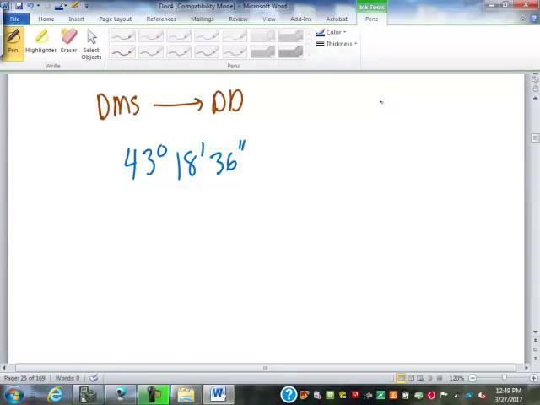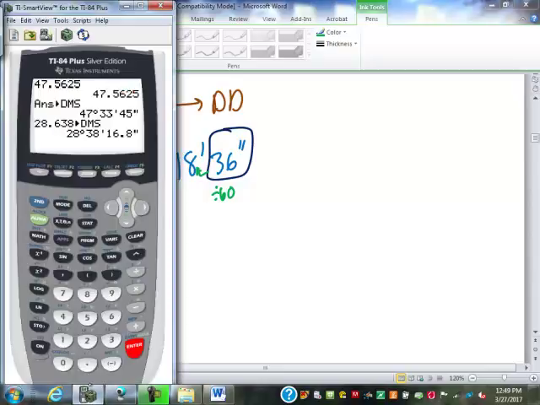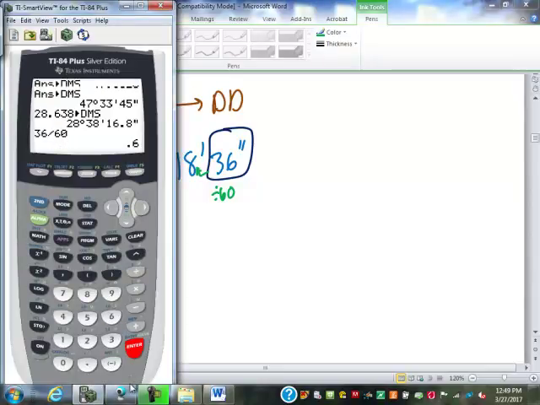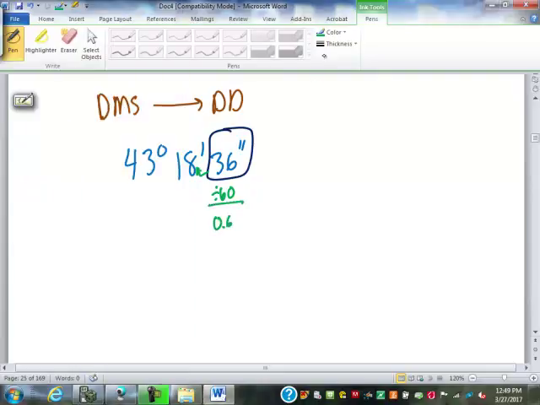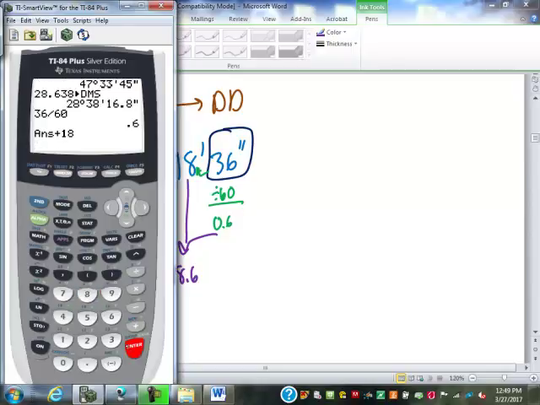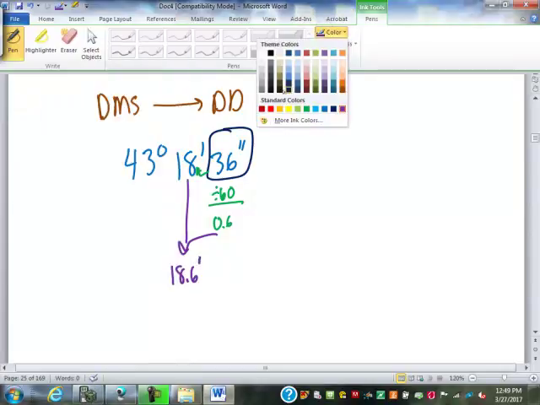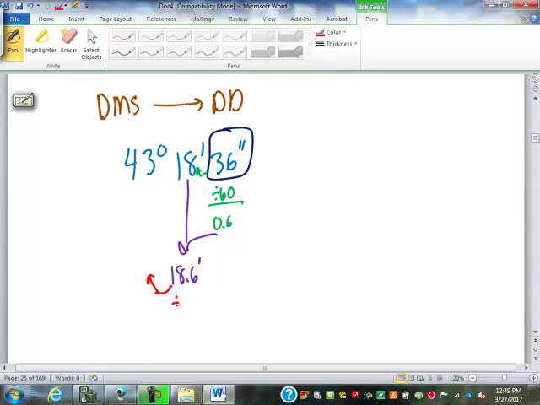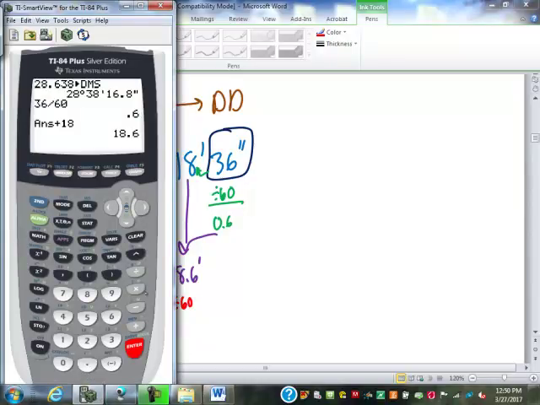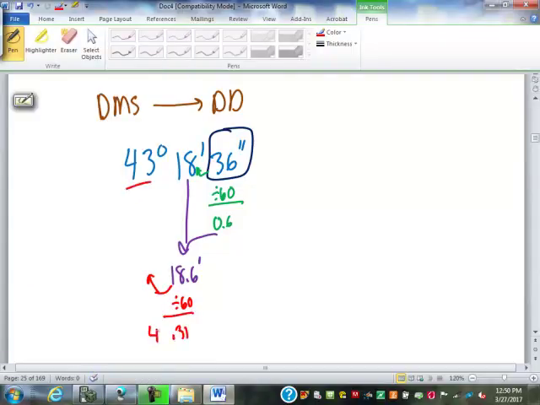Well, we start at the end. On the last one, going from decimal degrees to DMS, we started with the whole degrees and moved down. Here we start with the seconds. We're going to convert seconds into minutes by dividing by 60. So on my calculator, I start with 36 divided by 60, which gives me 0.6. I'm going to combine that with my 18 minutes, so I just add the 18. Then I'm going to convert that into degrees by dividing by 60 again. So I've got my 18.6, I divide by 60 again, 0.31, and I add my 43 degrees to that. So that's 43.31 degrees is what we're getting there.